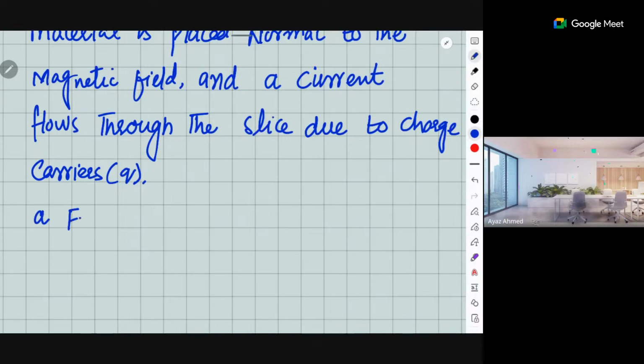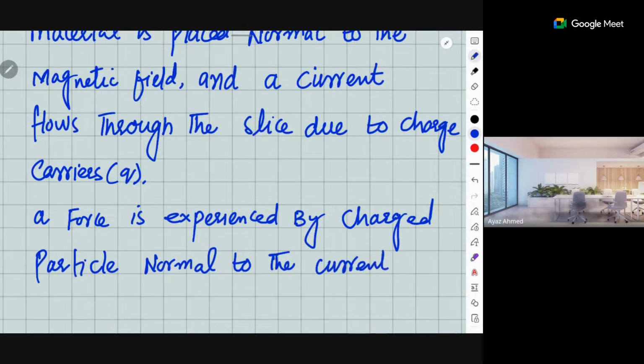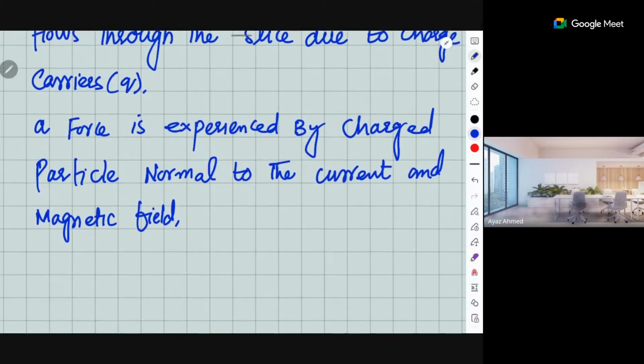A force is experienced by the charged particle normal to the current and the magnetic field. Is this point clear to everyone?